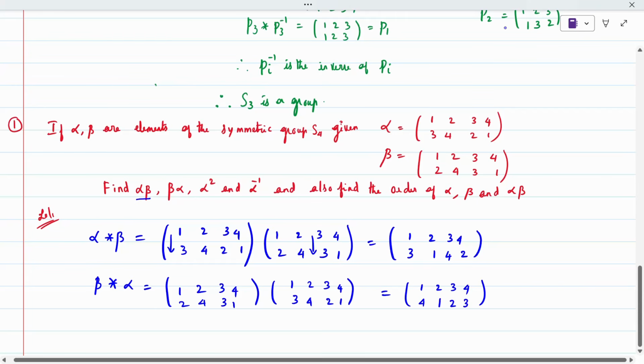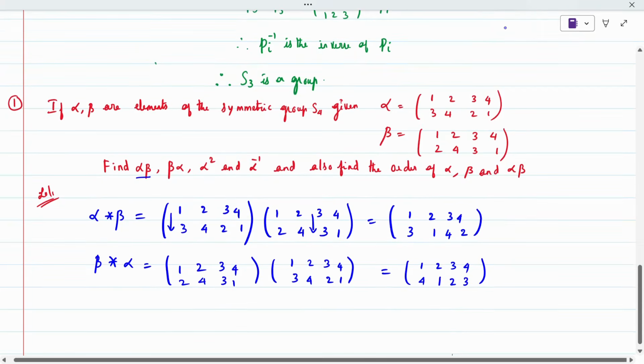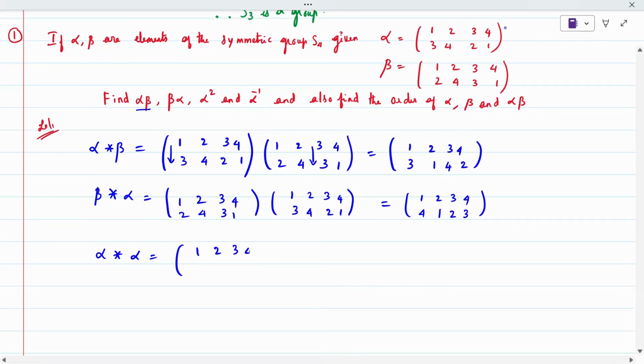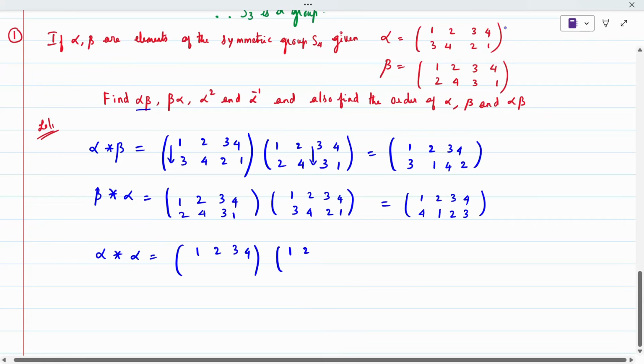So completed. Beta alpha. Then alpha squared. Alpha squared is nothing but alpha star alpha. Same, both are alpha: 1, 2, 3, 4; 1, 2, 3, 4. So it is 3, 4, 2, 1; 3, 4, 2, 1. Same procedure only.